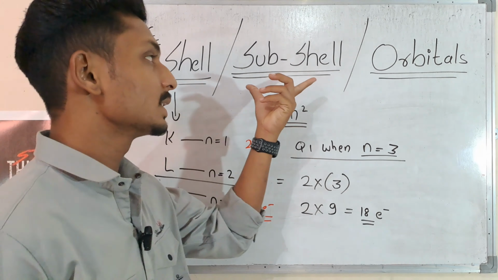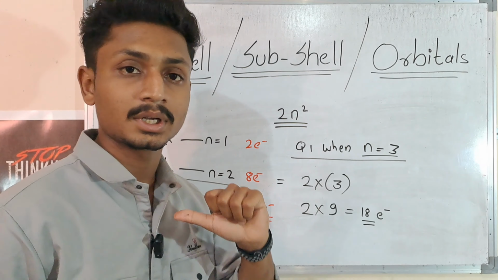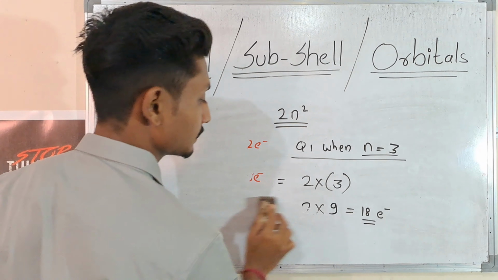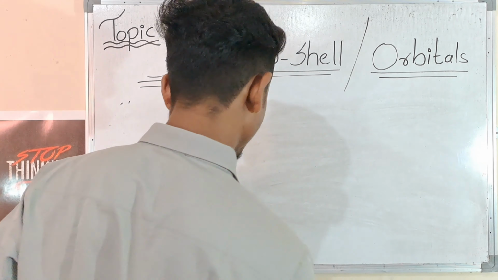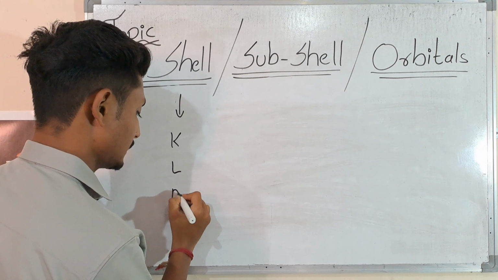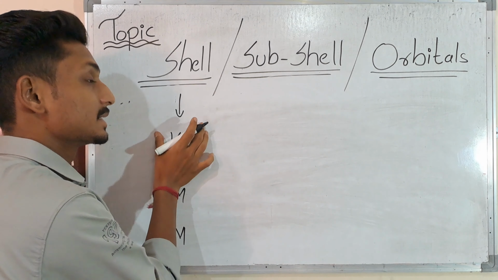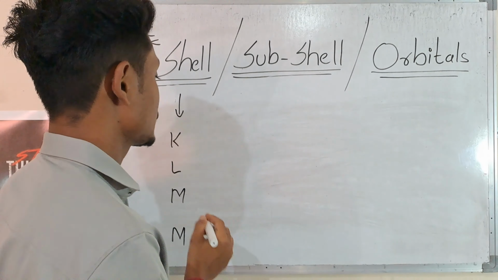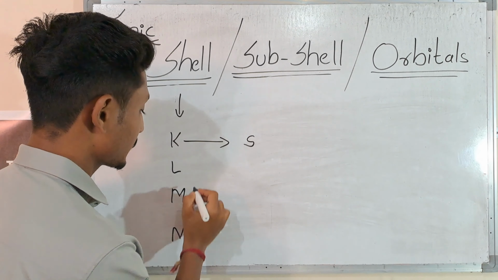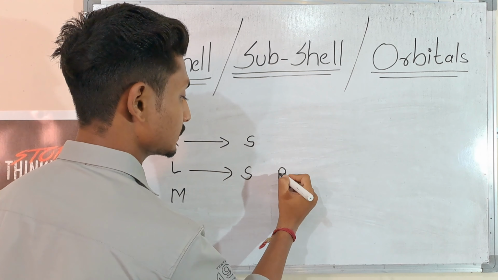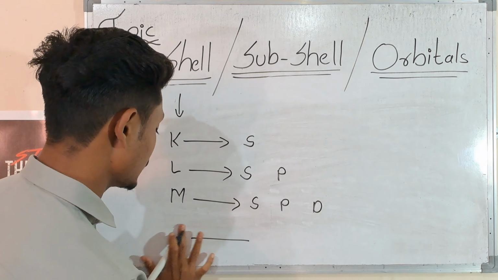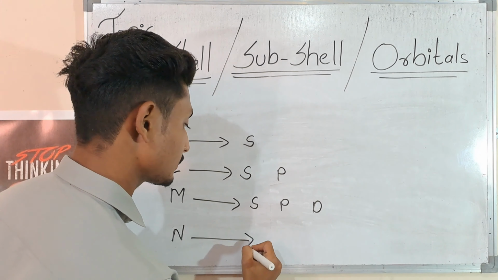Now we have to see subshell. Each shell contains subshells. Shells are K, L, M, N. Shells contain a specific number of subshells. Such as K contains 1 subshell, L contains 2 subshells, M contains 3 subshells, and N contains 4 subshells.